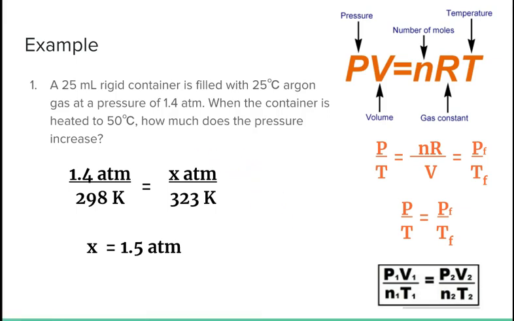So this is just a couple quick examples. We'll get more practice in class. You'll see the ideal gas law a lot, and so it's very helpful to get familiar with it and get a lot of repetition with it.